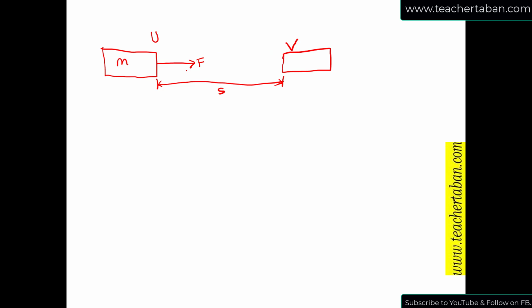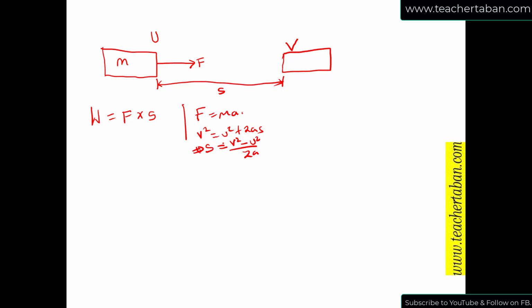So from the definition of work done, we've already said that the work done is given as the product of the force and the distance moved in the direction of the force. But remember that the force F from Newton's second law of motion is given by F = ma, and also from the third equation of motion, v squared = u squared + 2as, I can make s the subject of the formula. It implies that s = (v squared - u squared) / 2a.